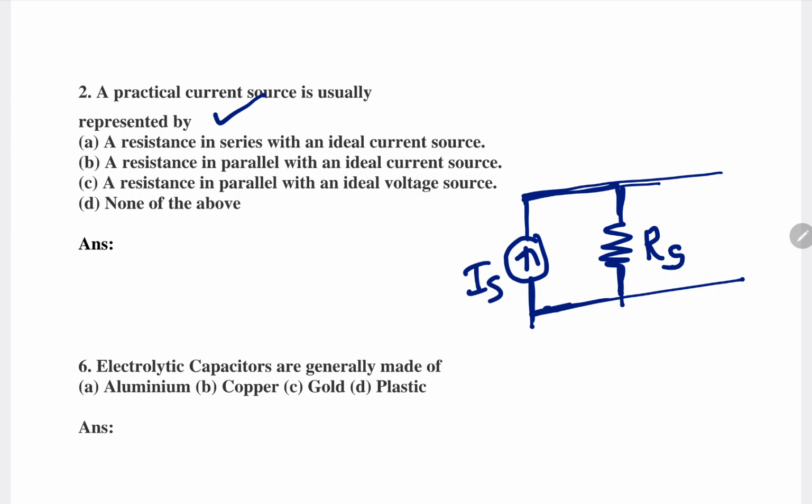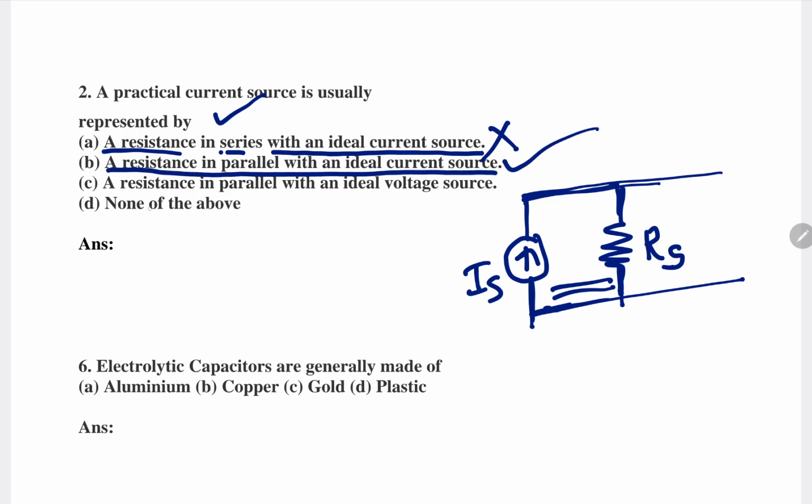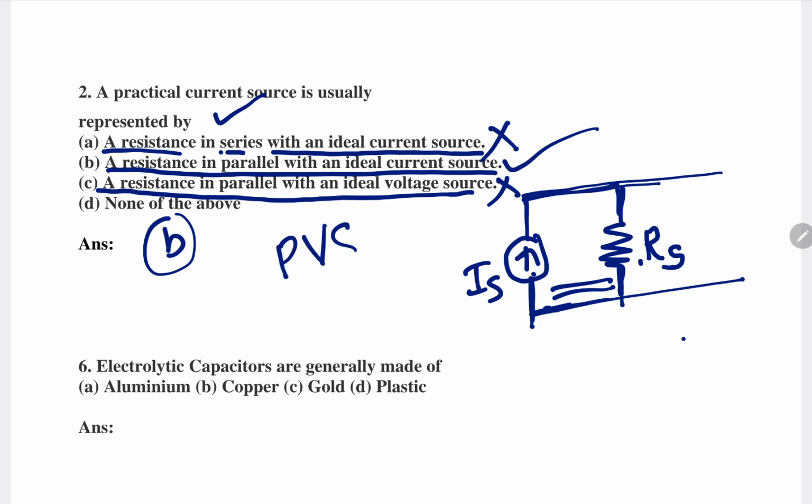Let us see the options now. Option A, a resistance is in series with the ideal current source. It's not correct because here things are connected in parallel. A resistance is in parallel with the ideal current source. This is correct. A resistance is in parallel with the ideal voltage source. This is not correct. And the answer is B. So a practical current source is in parallel with the internal resistance, but a practical voltage source will be in series with the internal resistance.